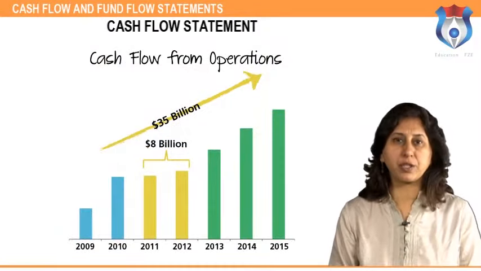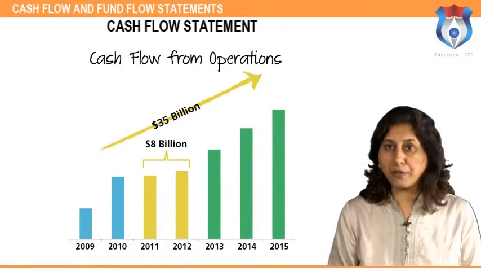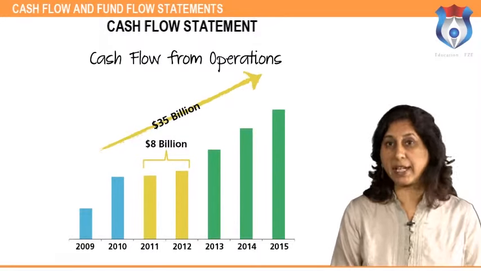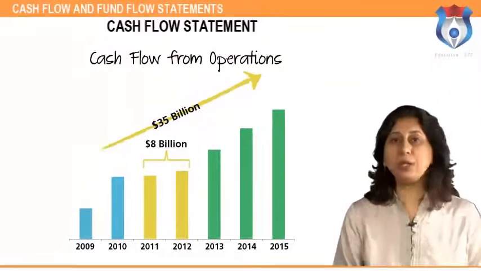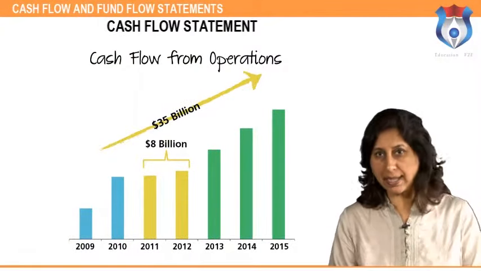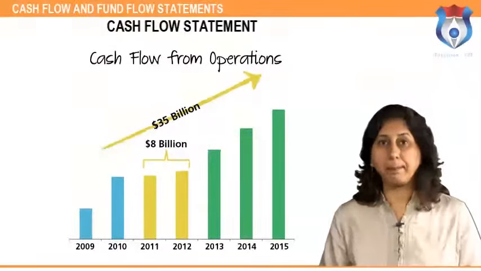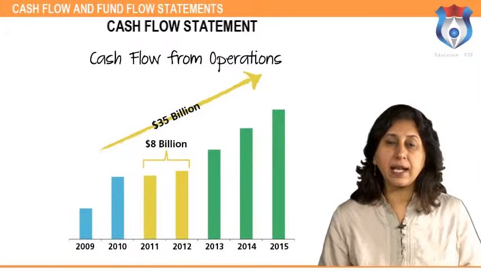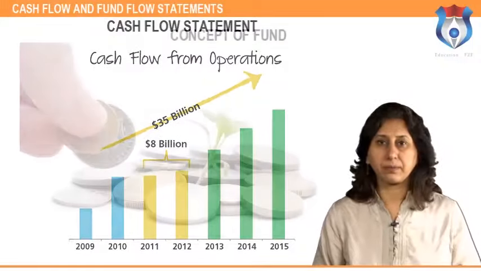Cash from operations. Cash from operations shown in the cash flow statement shall be calculated as follows: cash from operations is equal to cash sales, total sales minus credit sales, minus cash purchases, plus cash operating expenses after adjusting accruals and prepayments.